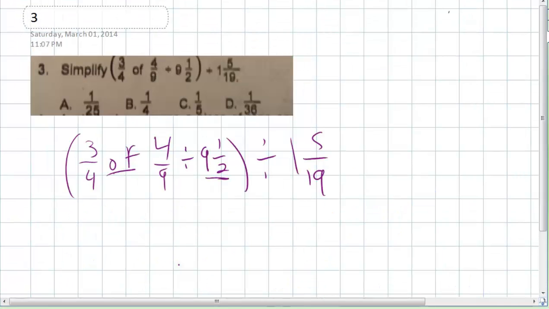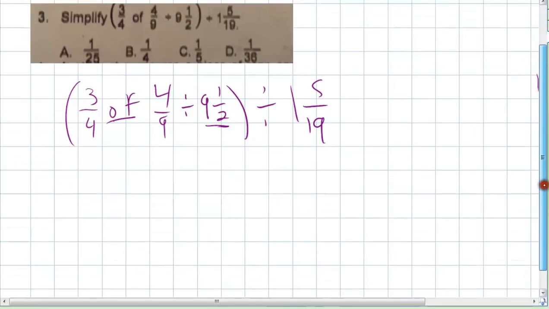So here we have question 3, and it wants us to simplify. And so you're going to see this word "of" appear in the middle of our mathematical equation. And so you're going to say, what is a word doing in the middle of our math? Well, "of" means to multiply. So we're going to have 3 over 4 times 4 over 9. Okay? And then it says to divide by 9 and 1/2. But we can simplify this.